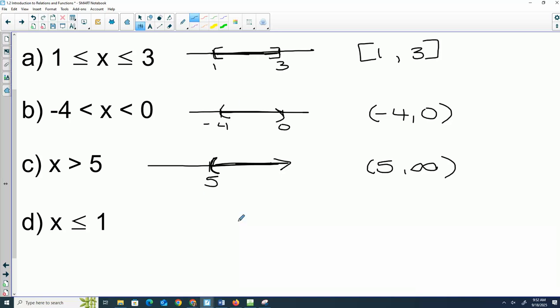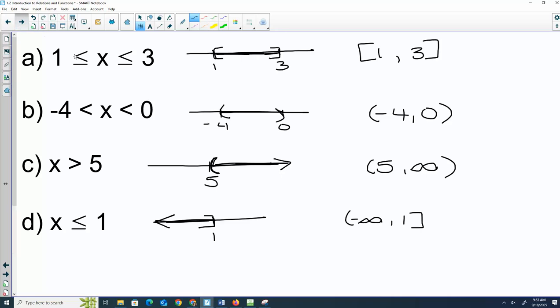If I say x is less than or equal to 1, so less than is going to the left, equal to is a square bracket. Very good. It always has to go small to large, left to right, so that negative infinity has to come first. Any questions about those?